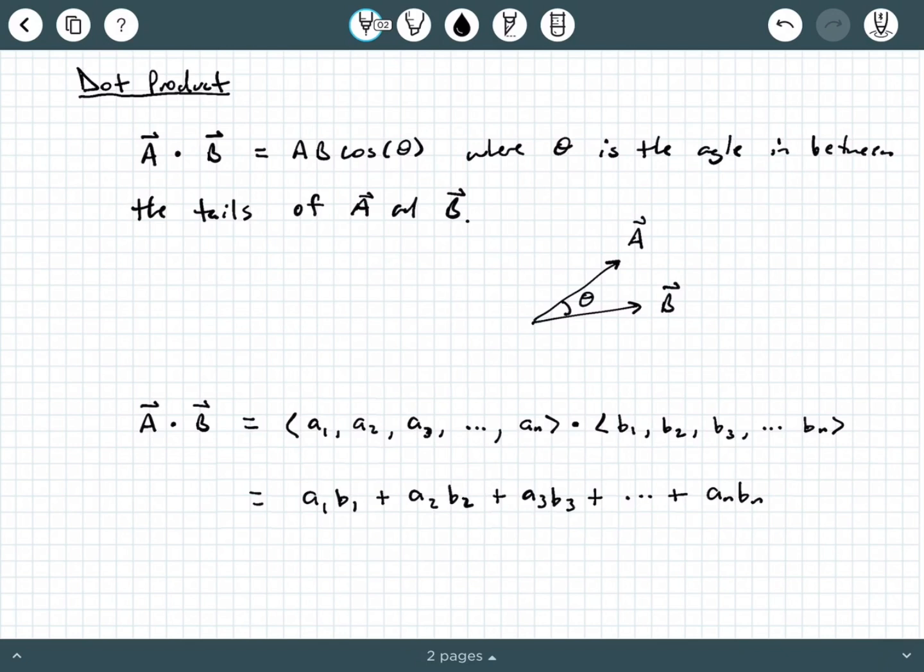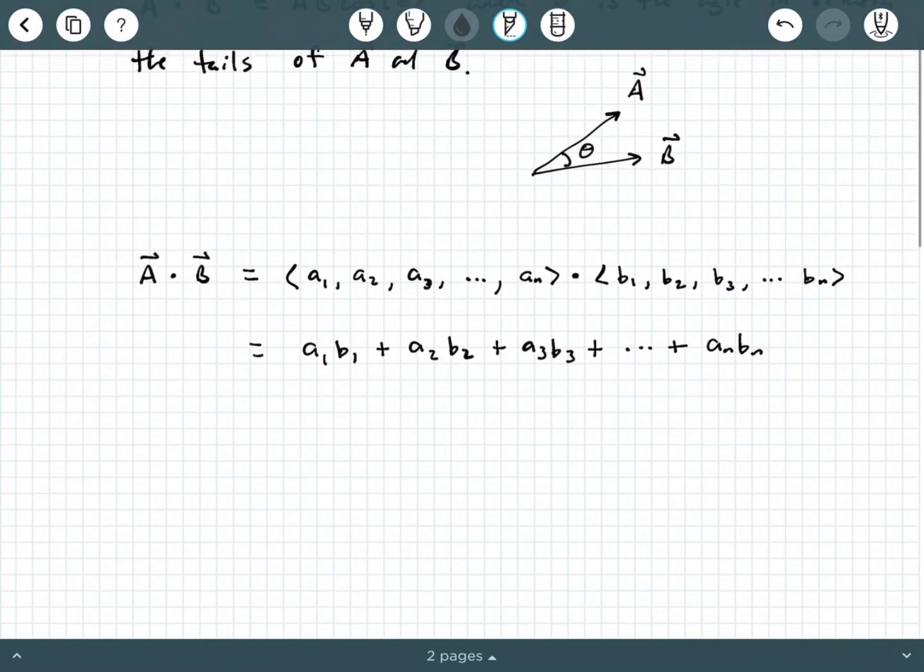Now, again, you may remember that from mathematics. In statics applications, we're really just going to be dealing with 2 and 3 dimensional vectors. So for our statics applications, we're really only going to have either 2 components for each of our vectors or 3 components for each of our vectors. But in general, you can have as many components for a vector as you want.